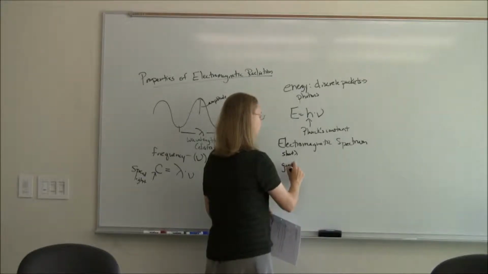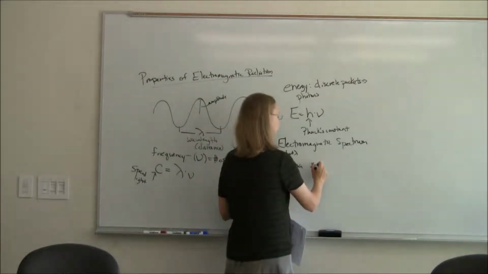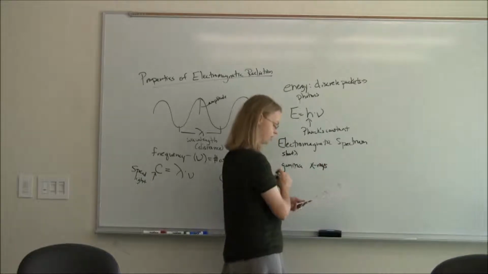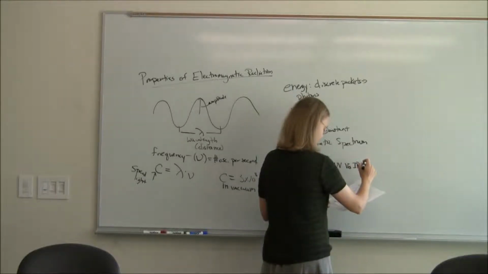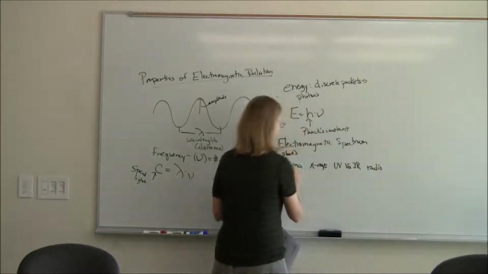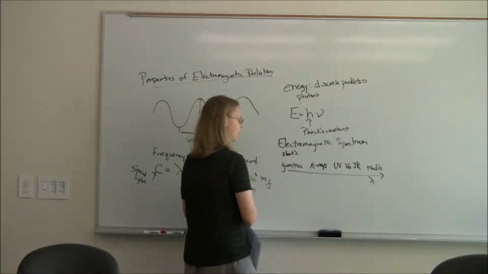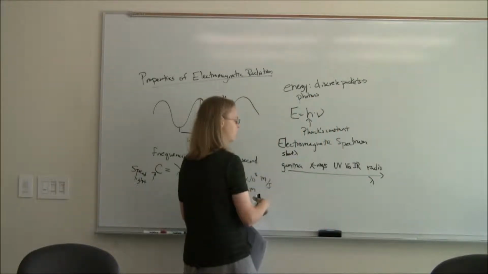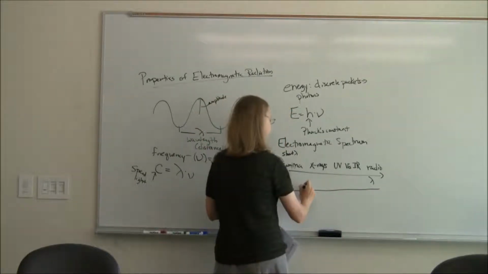Gamma waves, and we would move up from gamma to X-rays, and from X-rays you get into the UV, and then the visible, and then the IR, and then the microwaves and radio waves are out here. So again, wavelength is increasing as you go that way. But wavelength and energy are opposite things, and so the energy actually is increasing as you go this way.